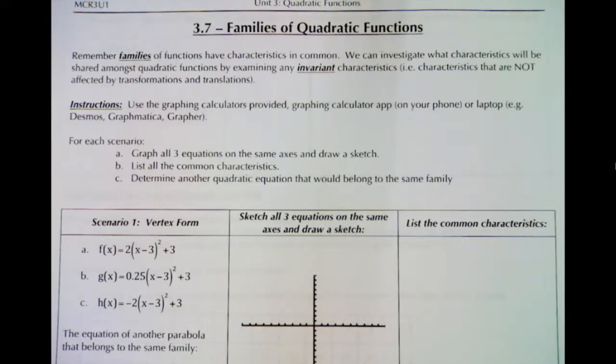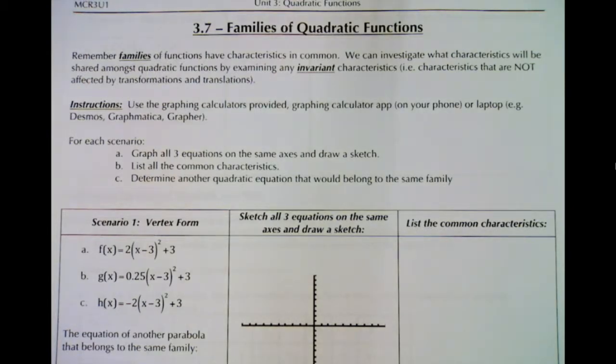Okay, this is lesson 3.7, families of quadratic functions. In terms of what a family is, a family of functions is functions that have common characteristics. And we can investigate what characteristics will be shared amongst quadratic functions by examining any invariant characteristics, or the things that don't change. So what I'm going to have you do is a little bit of an investigation.